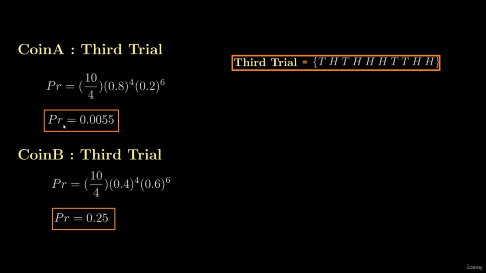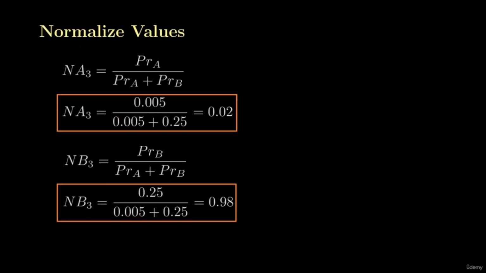So for the third trial, the probability which we get from the binomial theorem is 0.0055. Similarly, the probability for coin B of getting tail, which is our successful event, is 0.25, which is obtained by applying the binomial theorem. Now normalize these values. So these are the normalized values for the third trial. We can see that this 3 is basically for trial number 3, A is for coin A and B is for coin B. So these are the normalized values, and if we add those normalized values, we will get 1.